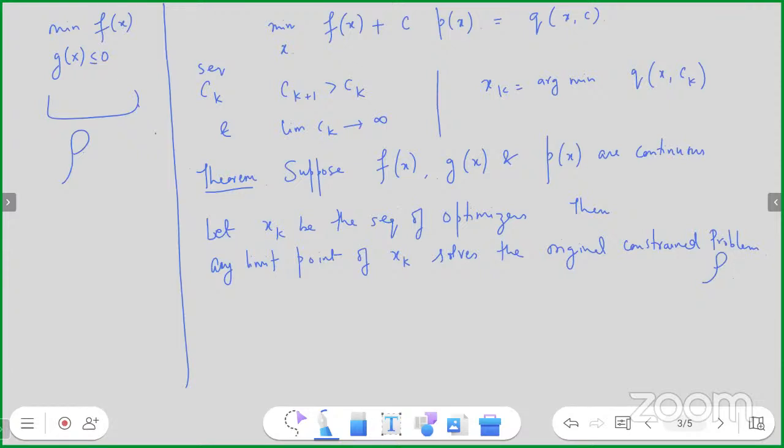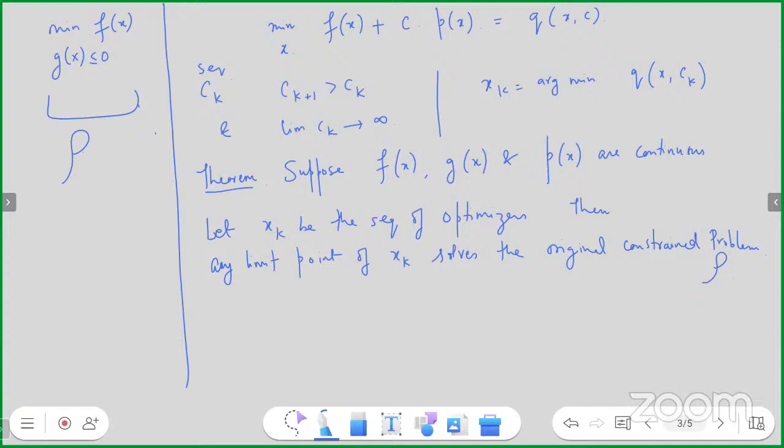How does one see that? Is there a quick argument? Yeah, because at the limit point, we take c goes to infinity, c_k goes to infinity. So f of the limit point is constant. Why is that not going to infinity? Because it is upper bounded. And p of the limit point, since it is not a feasible solution, is something positive. So it should go to infinity, while it is bounded by f of x star, which is bounded.